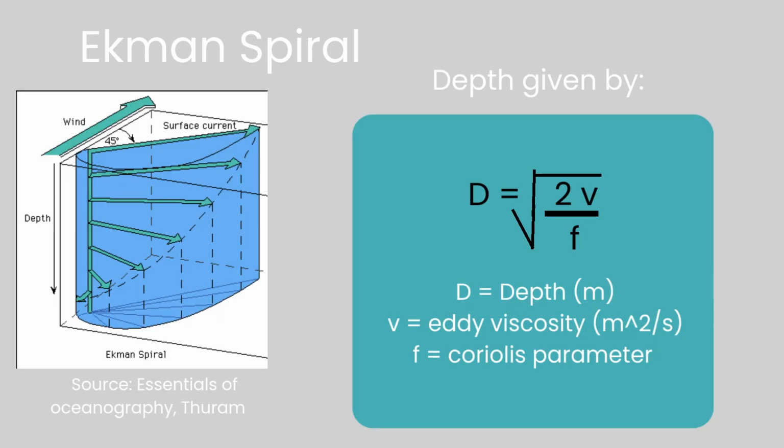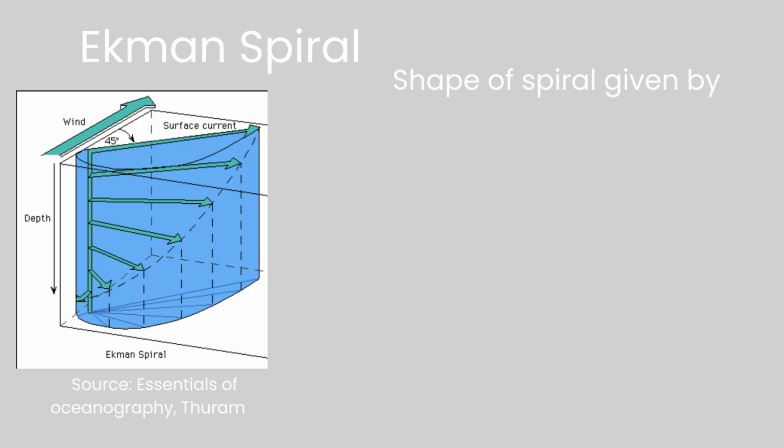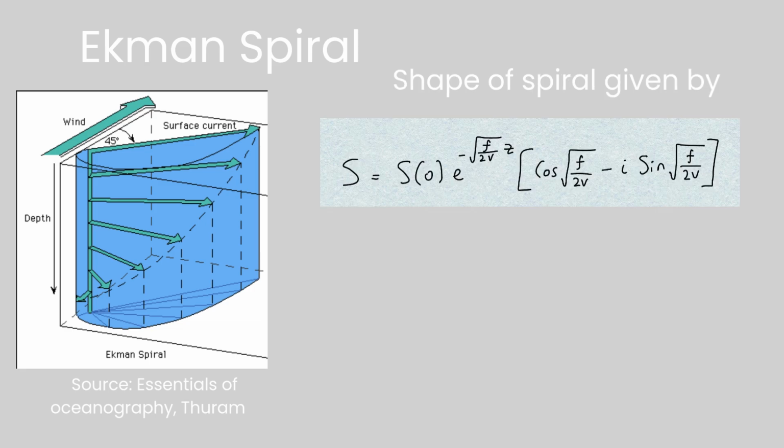The Ekman spiral has a depth. The depth is given by the square root of 2 times V over F, where V is the eddy viscosity, which measures the turbulent mixing of water layers, and F is the Coriolis parameter, representing the effect of Earth's rotation at a given latitude. The shape of this movement is given by the equation.